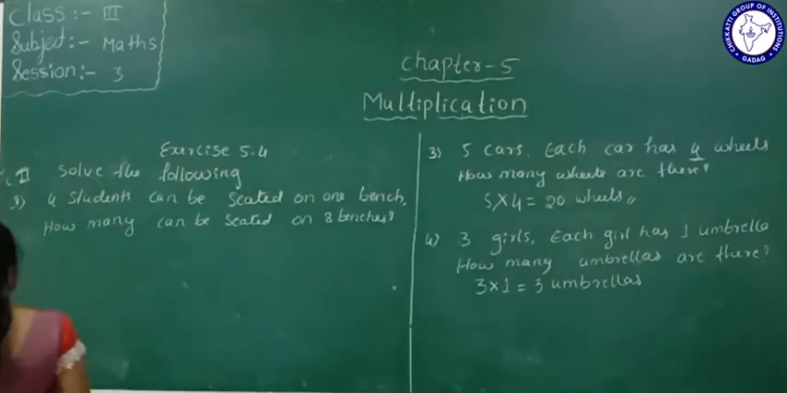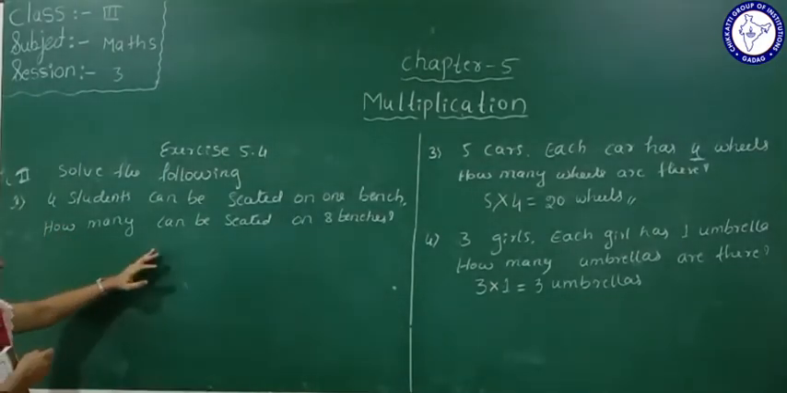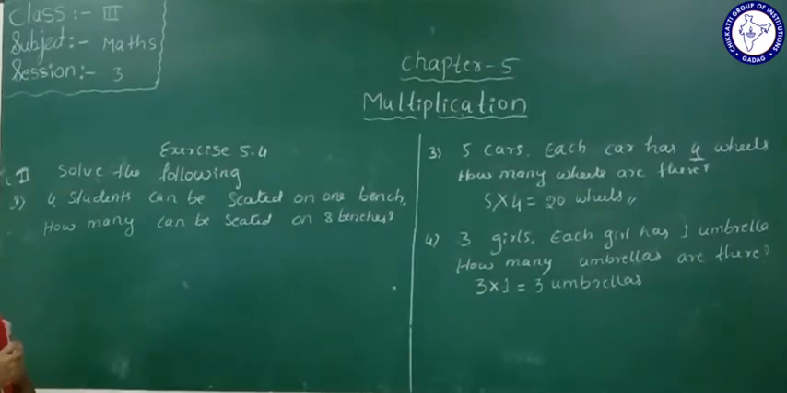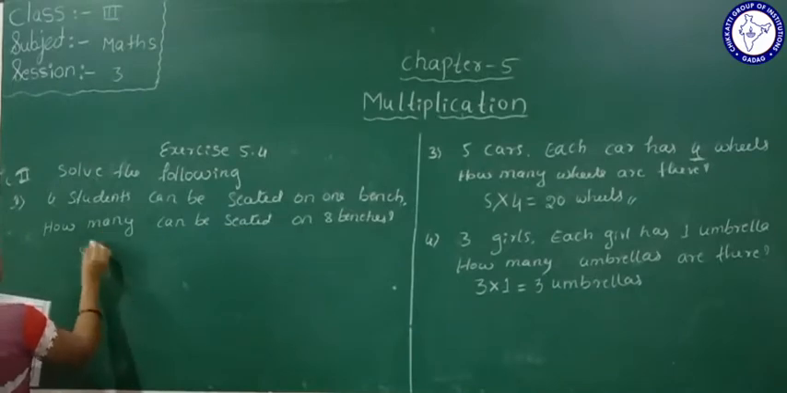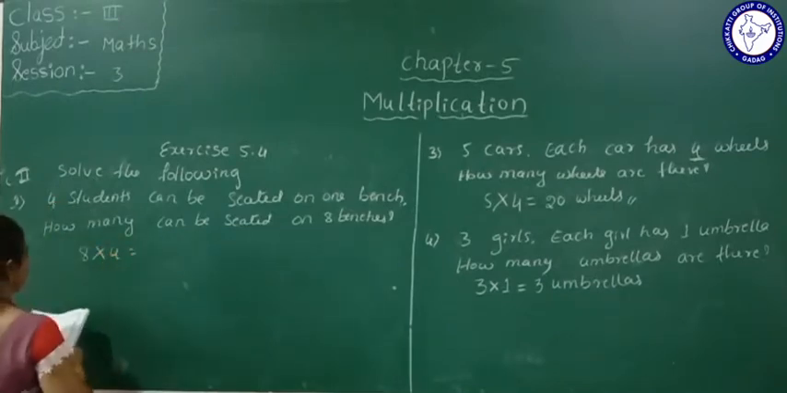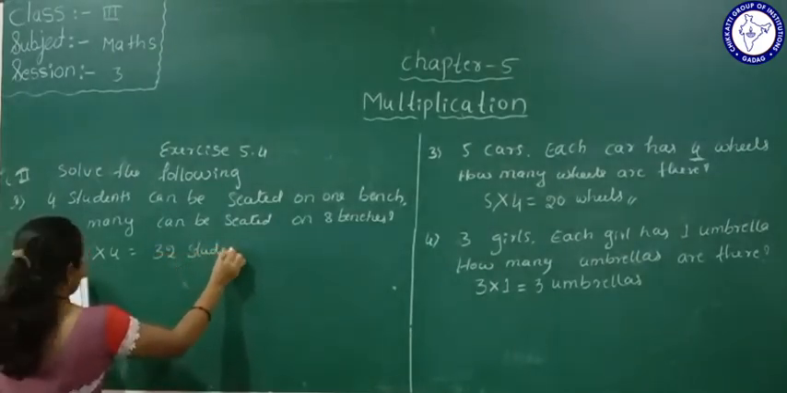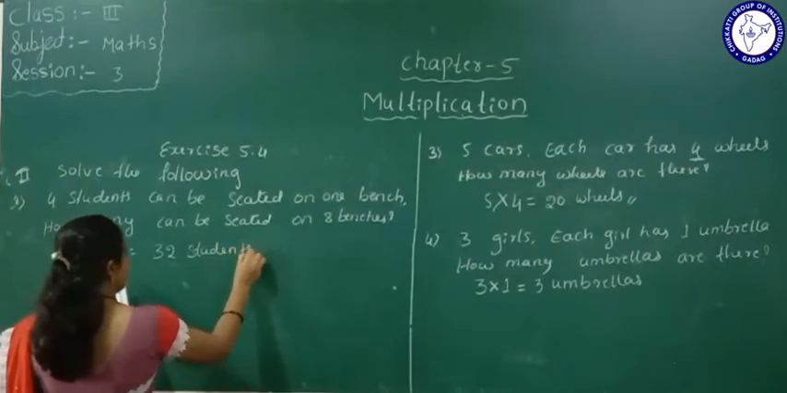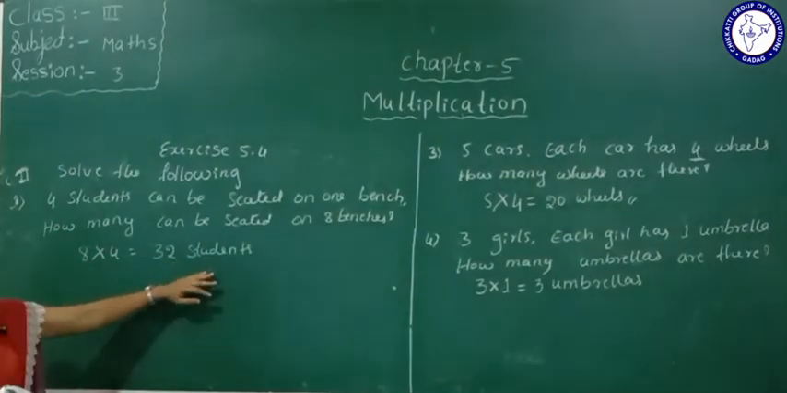Yes students, 4 students can be seated on one bench. In one bench 4 students are there. In 8 benches, how many students are there? In one bench, how many students? 4 students. 8 fours are 32 students. Students sit on 8 benches, in each bench 4 students. So totally 32 students are seated.